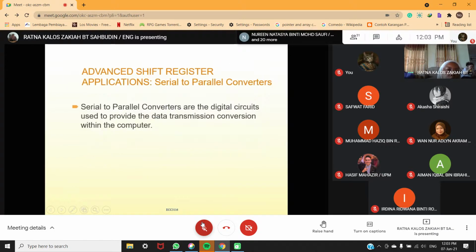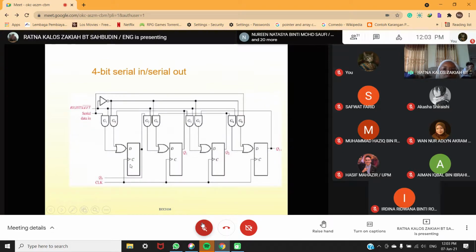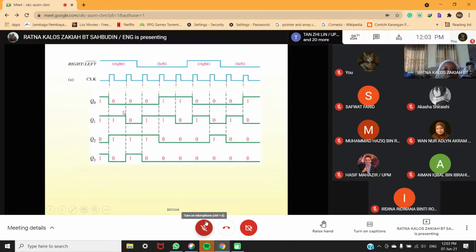Why? Because you look at here. This is Q0, Q1, Q2, Q3. This is connected to Q1. Q1 is connected to what? It goes into the AND gate and then to the OR gate to Q2. And then Q2 is connected to Q3. So that's why just now Q0 goes to Q1, Q1 goes to Q2, Q2 goes to Q3. Okay, faham?